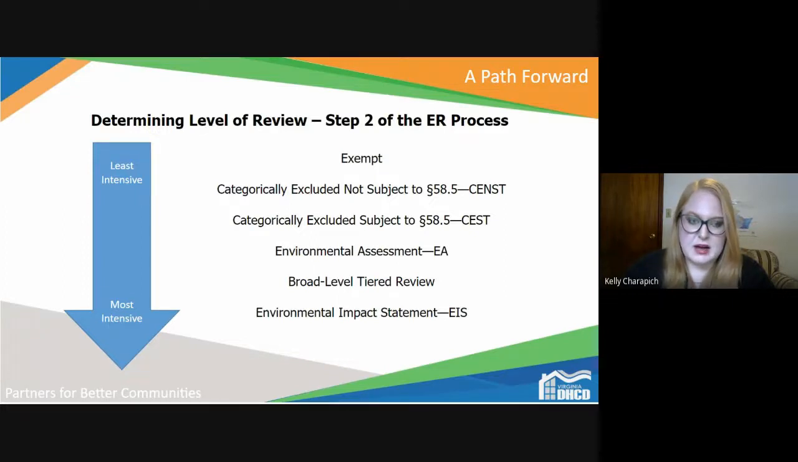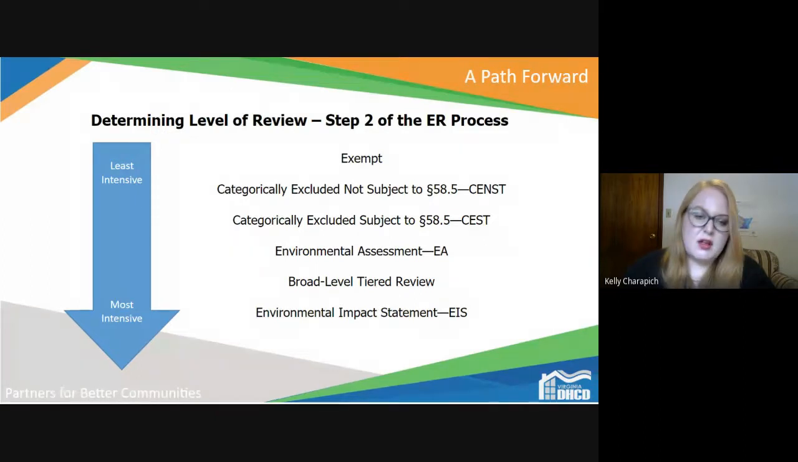Moving on to categorically excluded subject to projects. The easiest way to think about these is where construction involves only the replacement or renovation of existing facilities or structures. So for example, water line replacement is the easiest one to think about. The water line's already there. We're just taking out the old lines and putting new lines in there. We're not disturbing anything that is previously undisturbed.